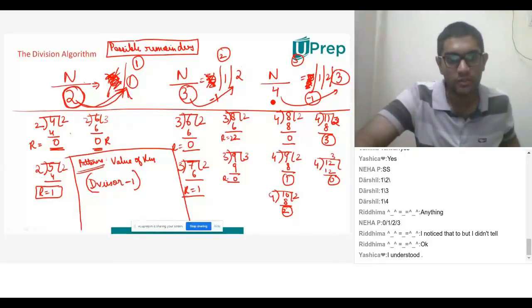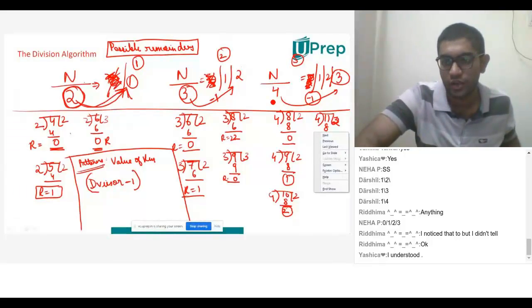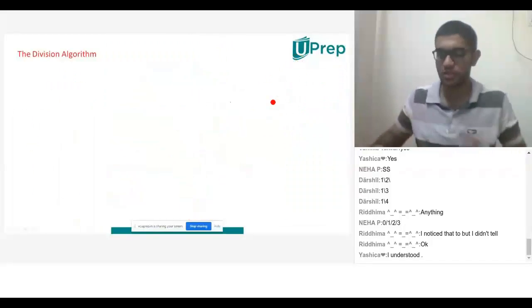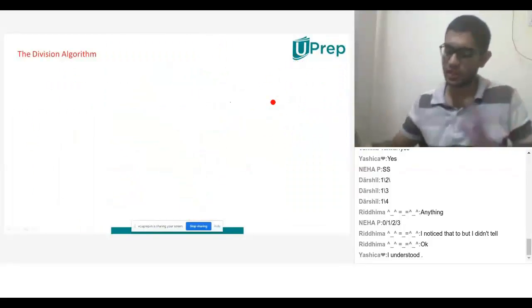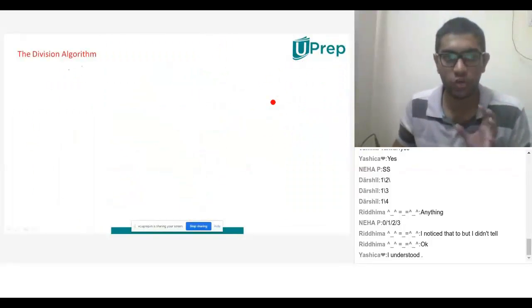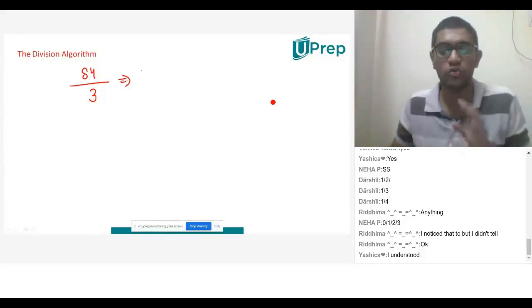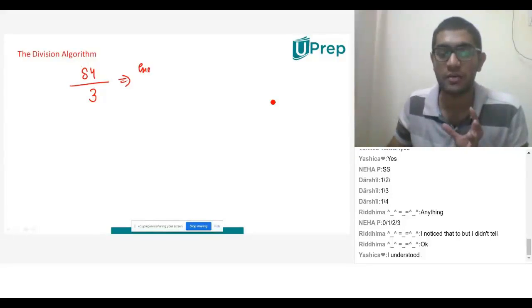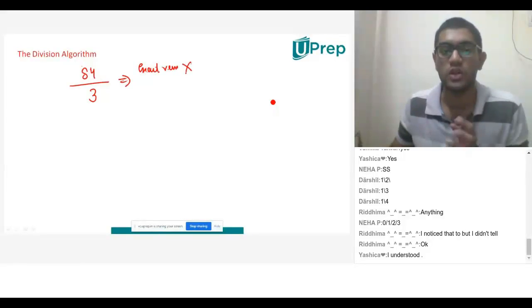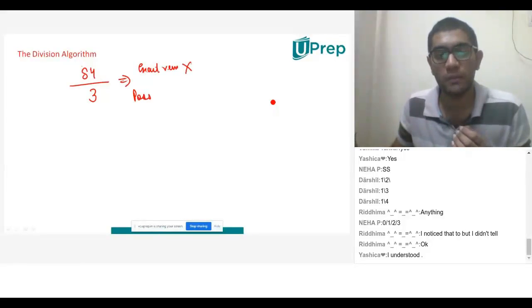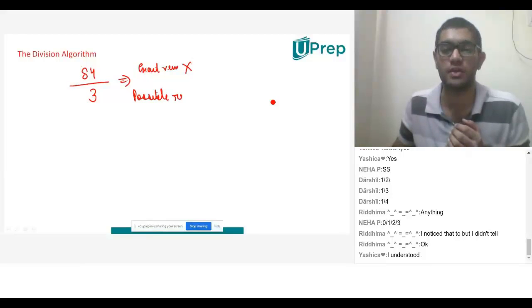Now, instead of taking n or whatever, let's look at it from another way. This will possibly clear everything. Guys, I do not want an exact answer for this question. My question is, I have a number 84 and I divide it by 3. I don't want you to give me the exact remainder. Tell me what the possible remainders can be.